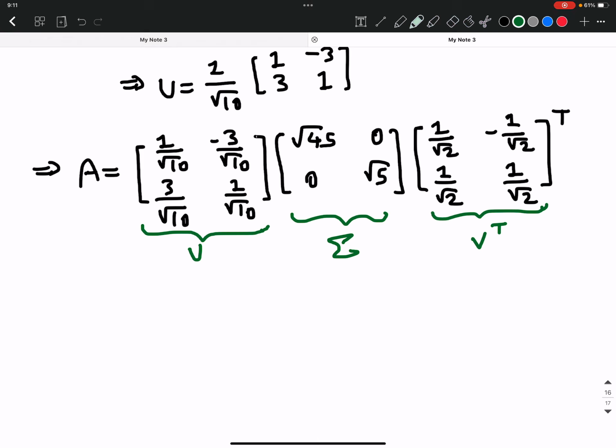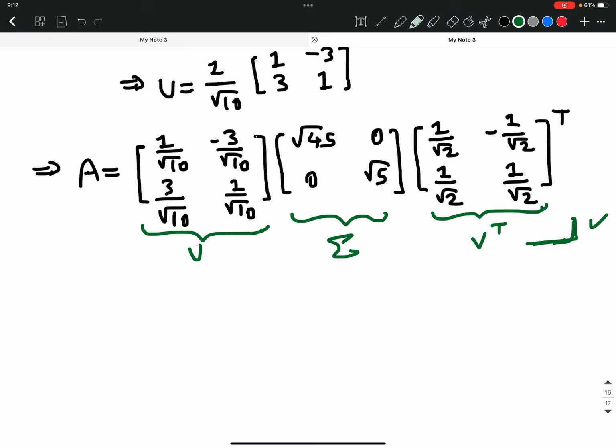Okay, so this is how you can find SVD. This was one example. So first you need to find the eigenvalues of A transpose A, then you find the orthonormal basis to find V, and after that you can find the vectors of U, and then it will give us the full singular value decomposition. Okay.